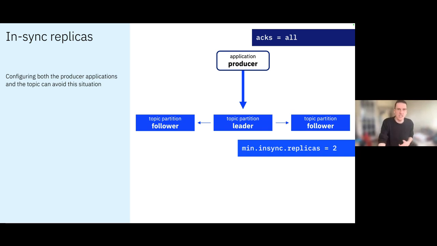I'll start with this bottom one here, min in sync replicas. This is where you're specifying how many of your replicas should be in sync at a minimum. So what I'm saying here is that I want at least 2 out of my 3 replicas to always be up to date, always be in sync.